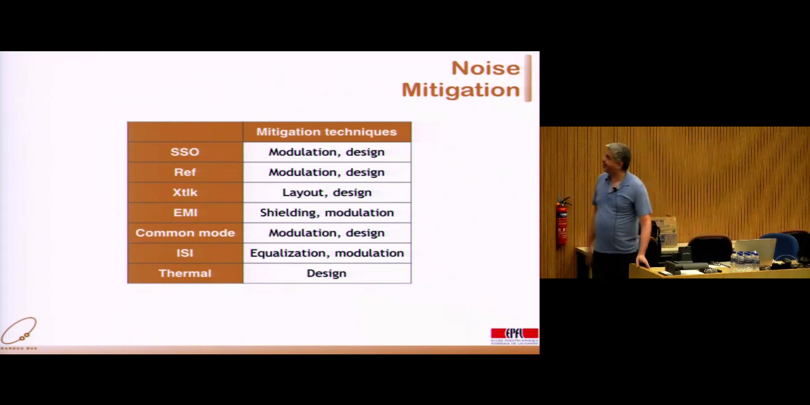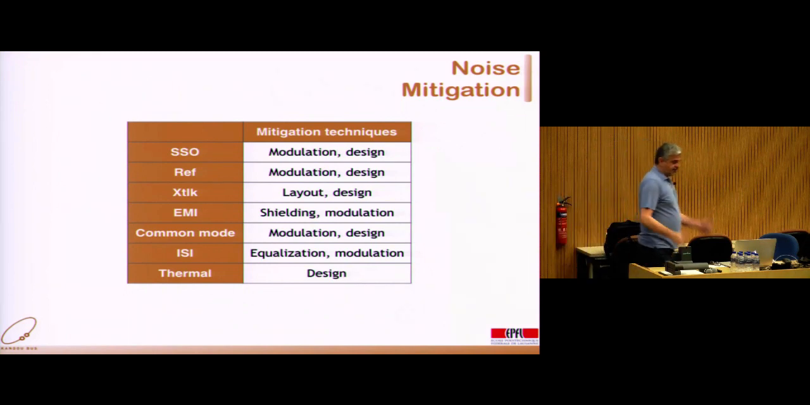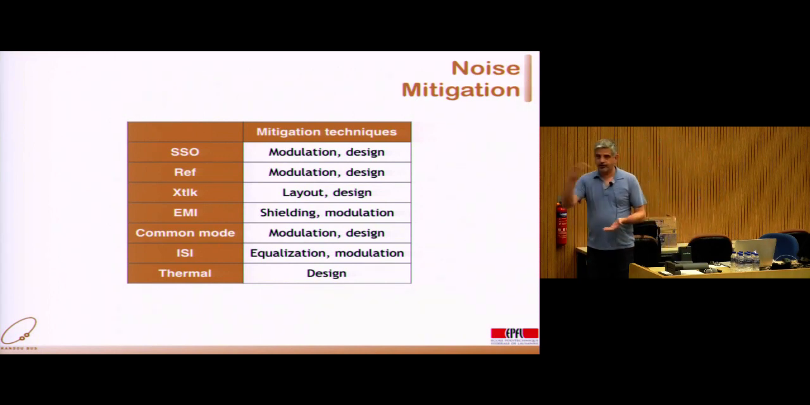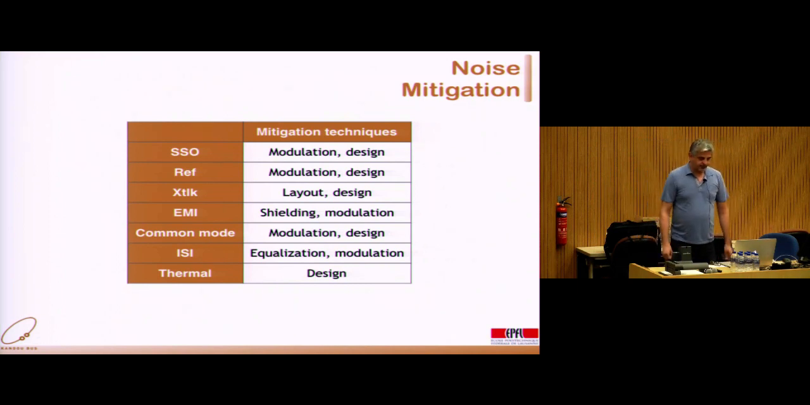So how does it work? These noise types are often dealt with using many different techniques. For example, the simultaneous switching output noise is handled either through the modulation, what you're sending, or the design. Reference noise, again, modulation or the design of your system. Crosstalk is how you lay out your wires, and again, the design of your system. Electromagnetic interference, well, if you can't control it, you shield everything. Shield the hell out of your signals. You can't do that on a small device, but you could potentially do that, and so on.